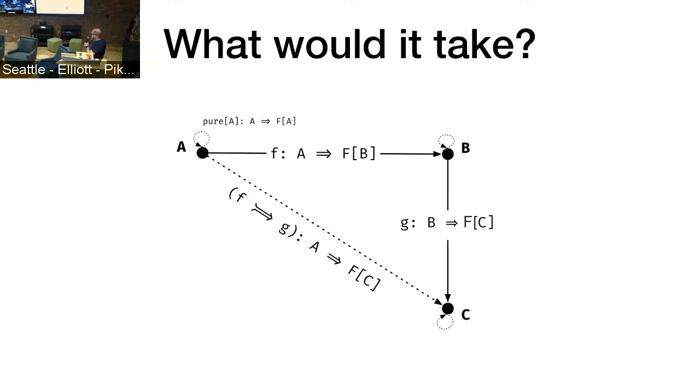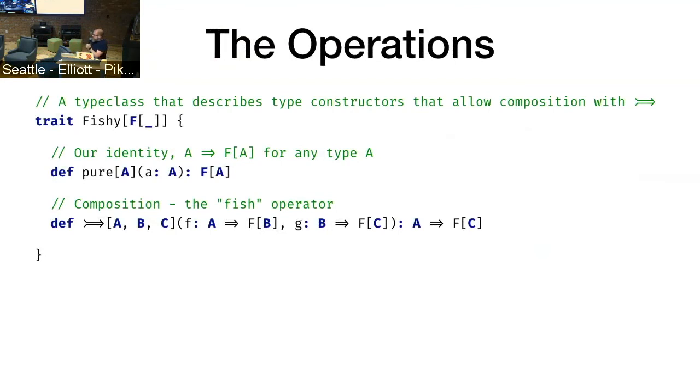Okay, so what would we do now if we wanted to define this in Scala? How would we write this down in Scala? So I think we would do something like this. We create some type class, and I'll call it Fishy because we have that fish operator. It's parameterized over a type constructor, something like list or option or either string. And it has these two operations.